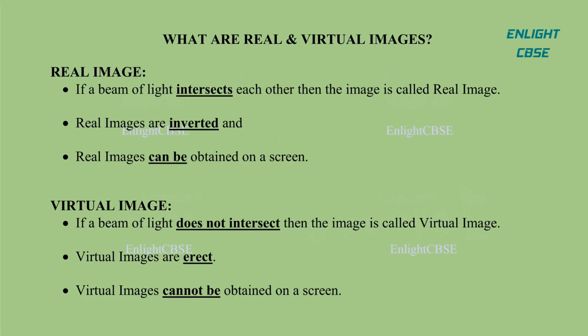What are real and virtual images? Real image. If the beam of light converges or intersects, then the image is called a real image. Real images are inverted and can be obtained on a screen. Virtual image. If the beam of light diverges or does not intersect, then the image is called a virtual image. Virtual images are erect. Virtual images cannot be obtained on a screen.